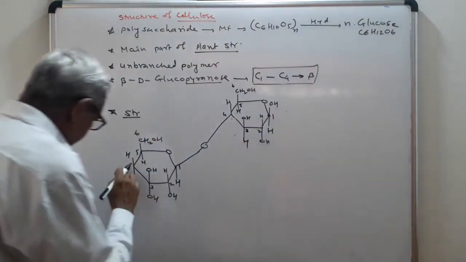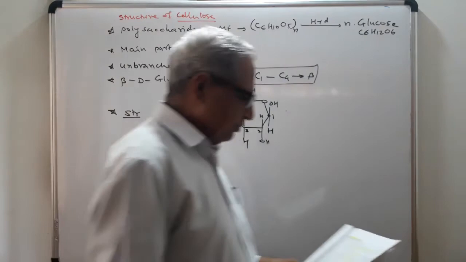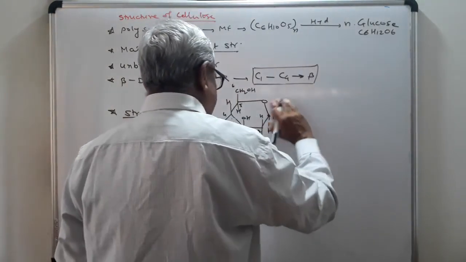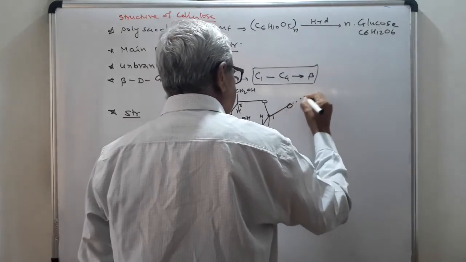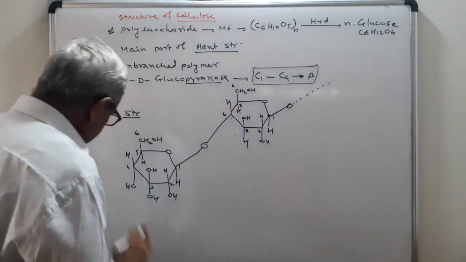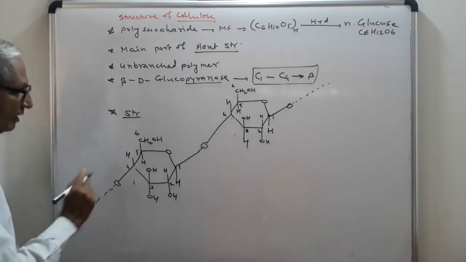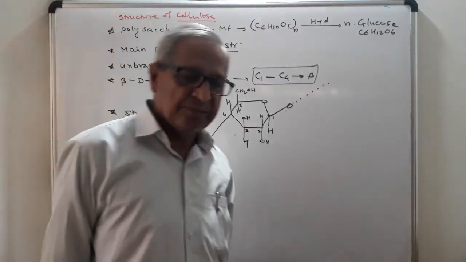Similarly, you can also show here. So number of the compounds you can calculate here. So C1 can also write here. It will be present here. Polysaccharide. C4 you can also write here. Oxygen polysaccharide. Number of molecules. So this is unbranched molecule.